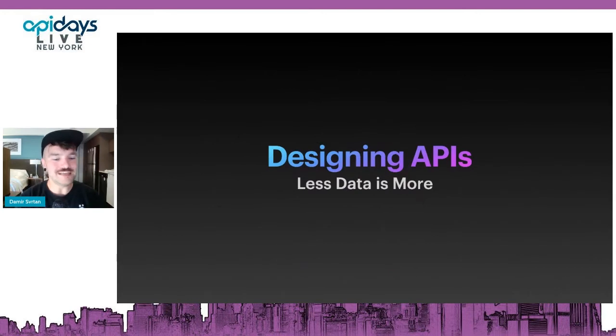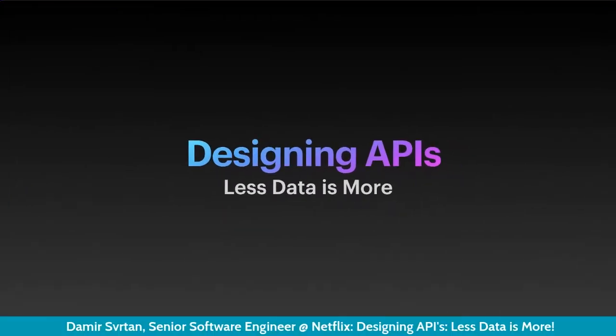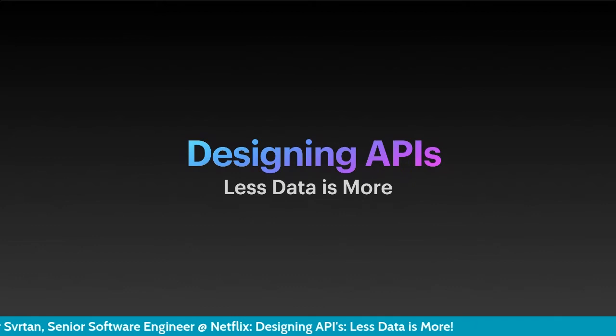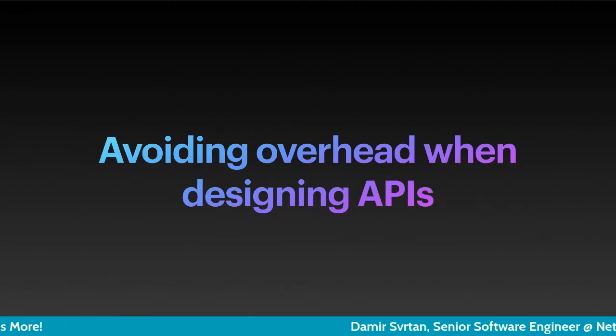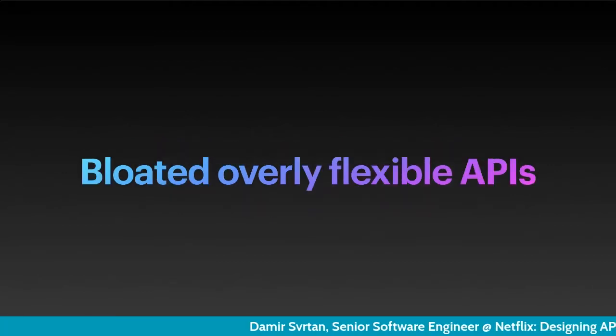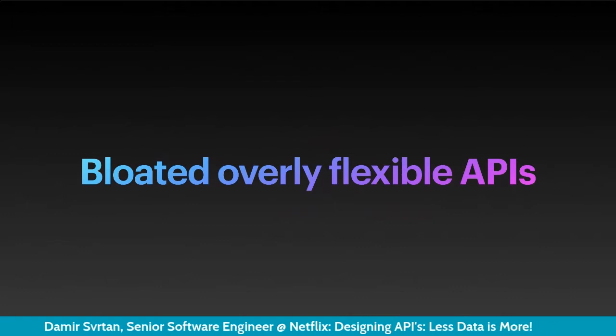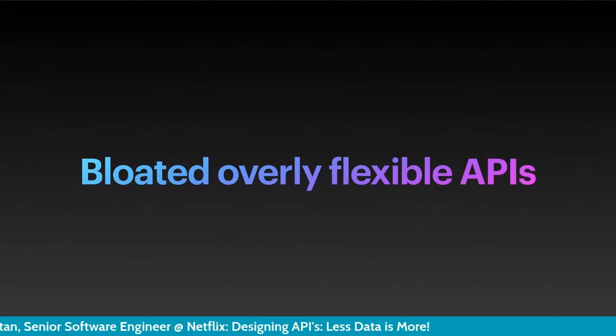Now, designing APIs and less data is more. Why is this topic relevant to me? Well, I've been building APIs for the last 7 years, and I've seen a pattern where developers like to expose more data than is actually needed. I want to talk about avoiding overhead when designing APIs. And what kind of overhead? Well, I want to talk about bloated, overly flexible APIs and how not to build those.